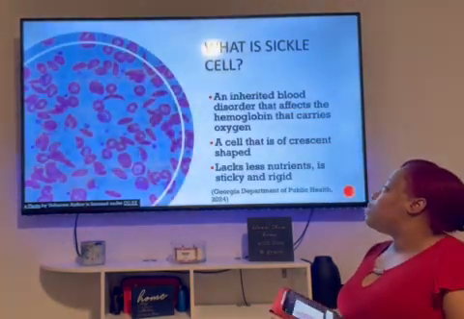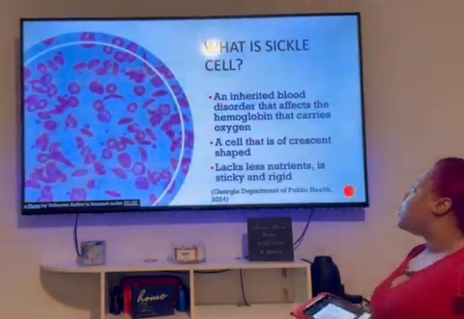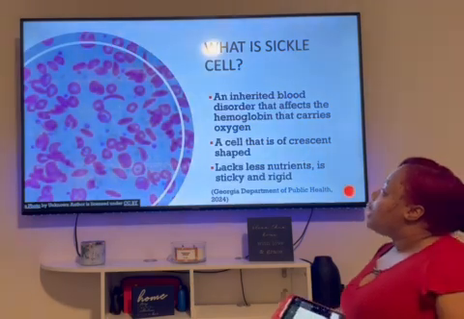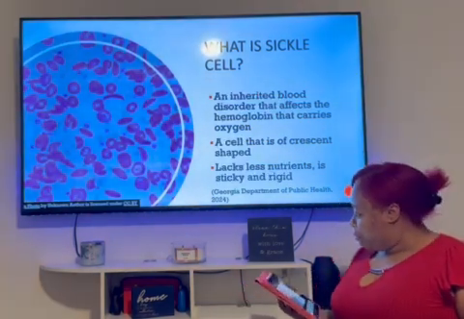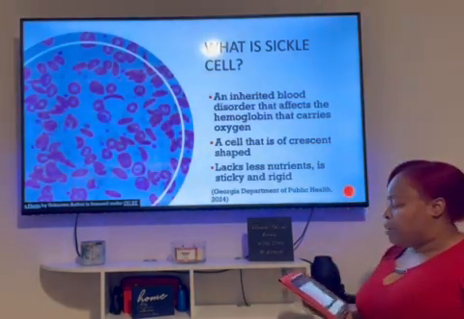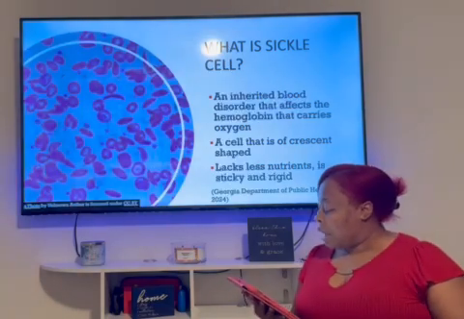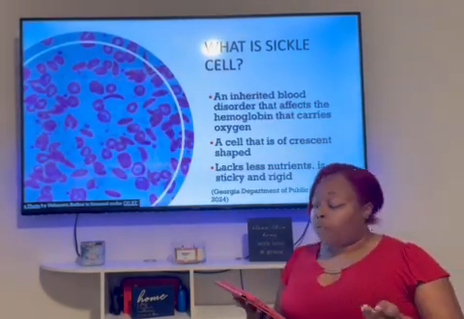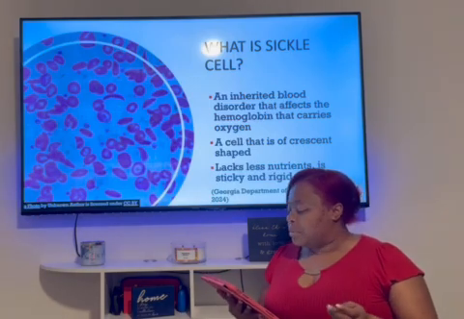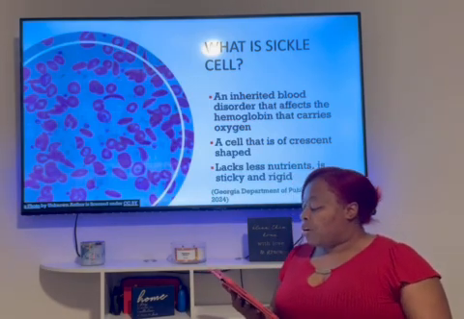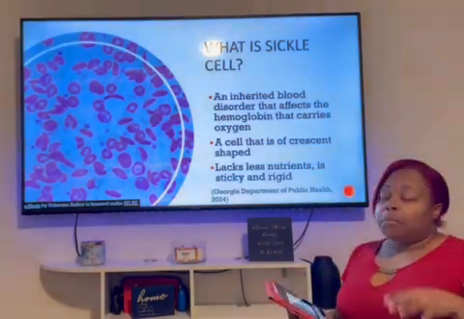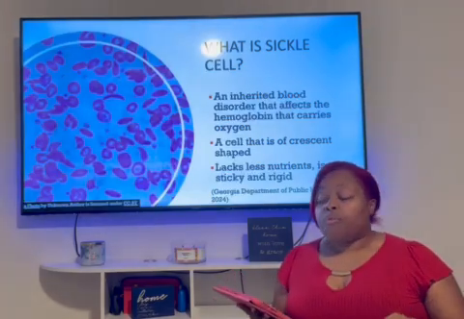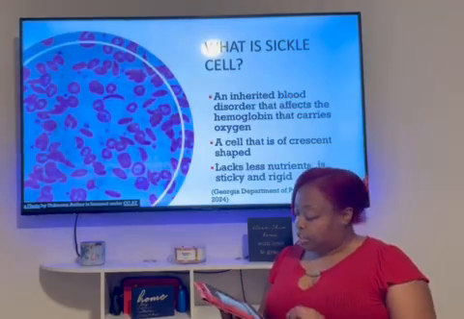What is sickle cell? Sickle cell is an inherited blood disorder that affects the hemoglobin that carries oxygen. It causes the red blood cells to carry less oxygen and nutrients. The red blood cell loses its plump, round shape and forms into a crescent and becomes sticky and rigid. We will go over how these physical and chemical changes contribute to the overall complications of the disease.